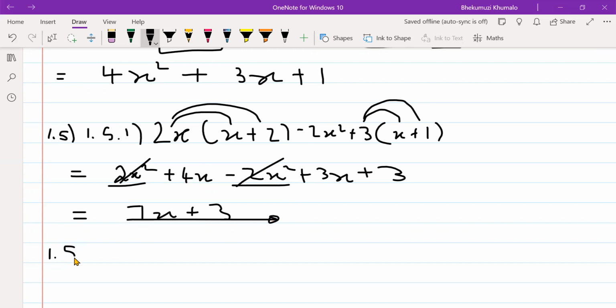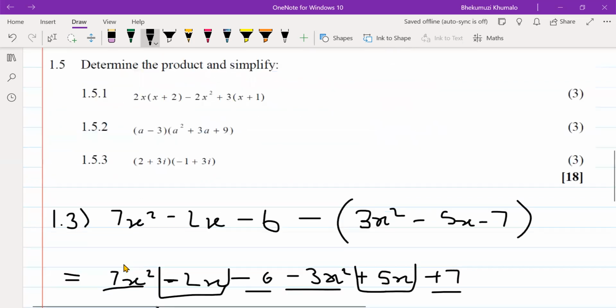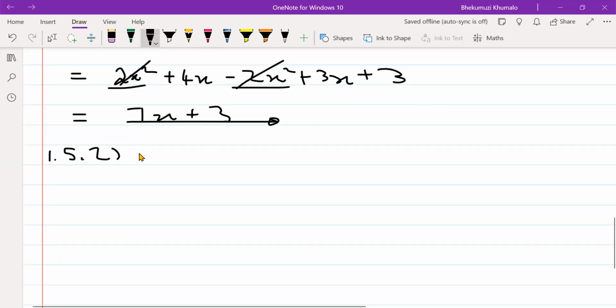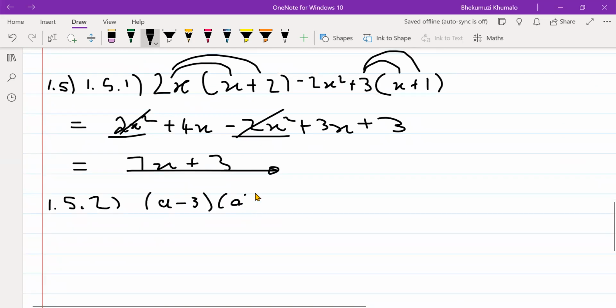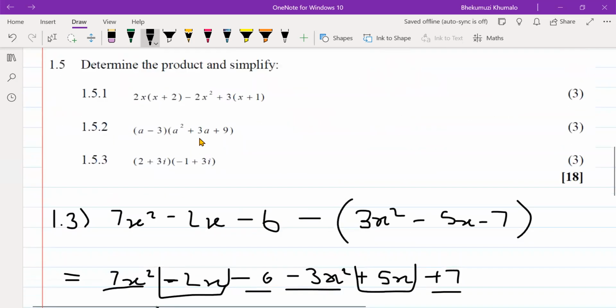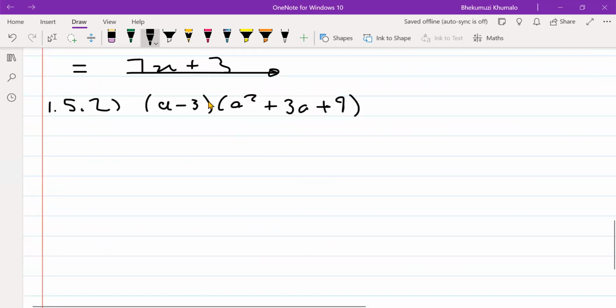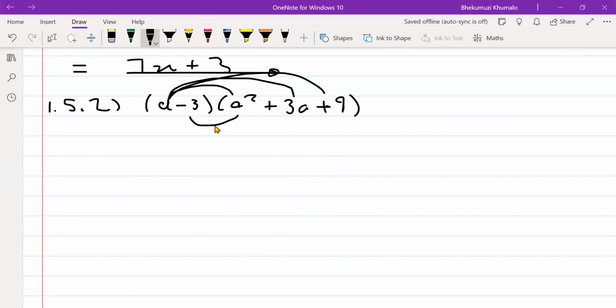Now if we go to 1.5.2, we have a minus 3 in the first bracket, so it's a minus 3. And then it's going to be a to the power 2 plus 3a, and plus 9. Let's just check. Yeah, a squared plus 3a plus 9. And so now we just multiply each thing. So it's a times a squared, a times 3a, a times 9, negative 3 times a squared, negative 3 times positive 3a, negative 3 times 9, right?